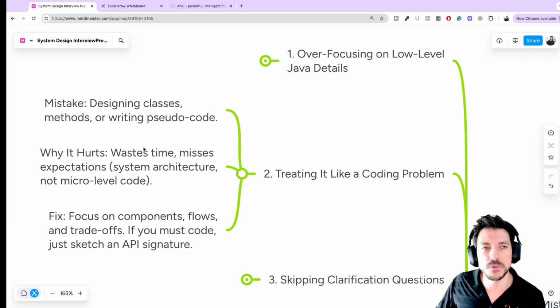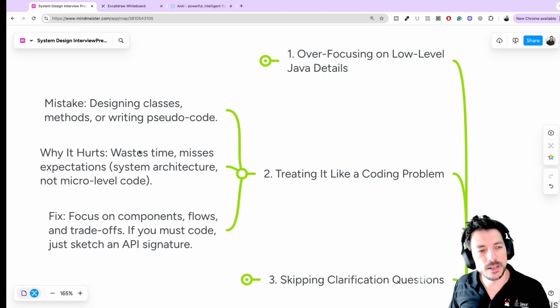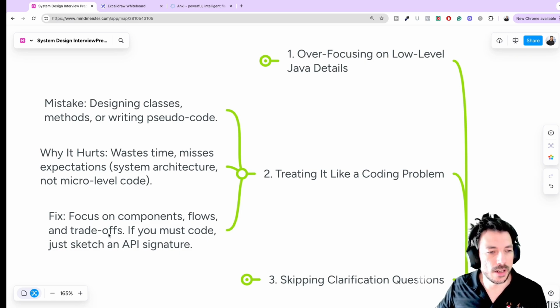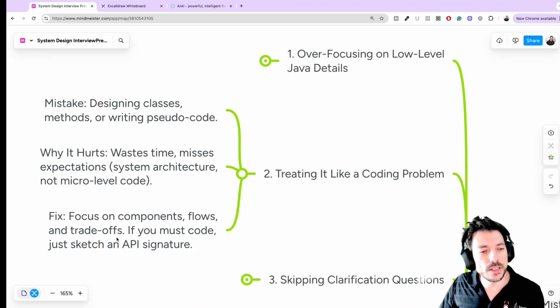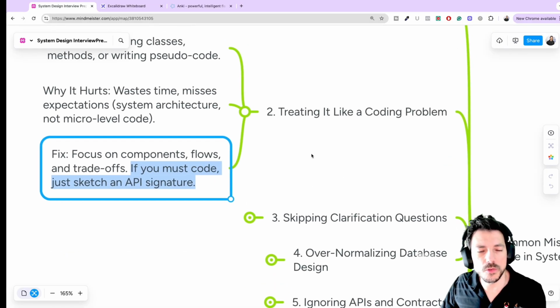So you don't have time to code. You have the time only to design the system at a very high level. So this hurts because you're going to waste your time. You're going to miss the expectation from the interviewer. And remember that you are creating a design of the system. You're not creating code, right? The fix is basically to focus on components, flows, and trade-offs. And yeah, you wouldn't need to use coding most times.